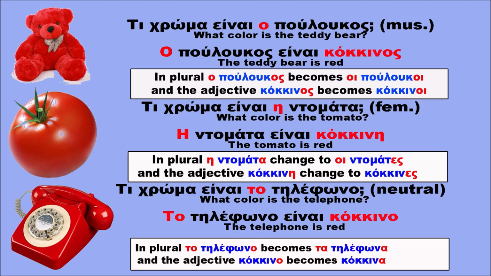Τι χρώμα είναι το τηλέφωνο? Neutral. What color is the telephone? Το τηλέφωνο είναι κόκκινο. The telephone is red. And in plural, το τηλέφωνο becomes τα τηλέφωνα. And the adjective κόκκινο becomes κόκκινα.